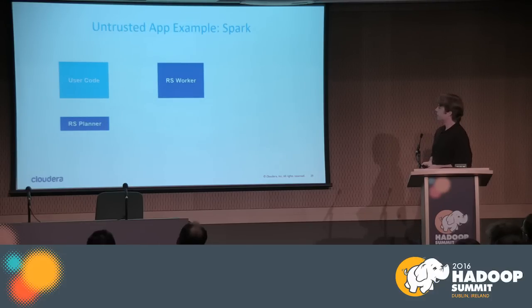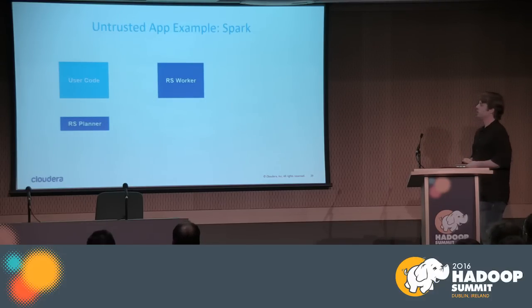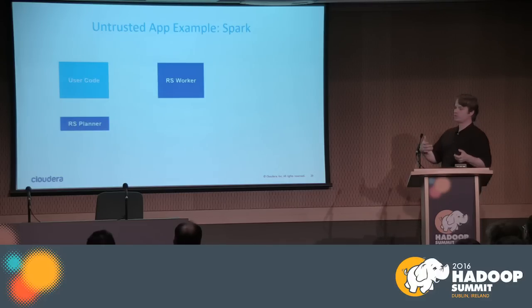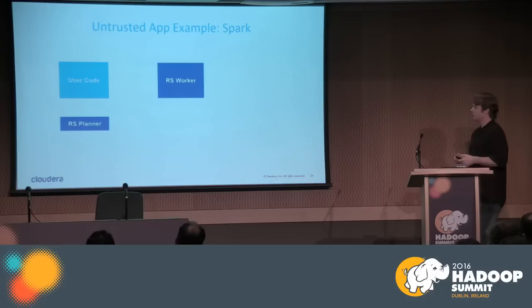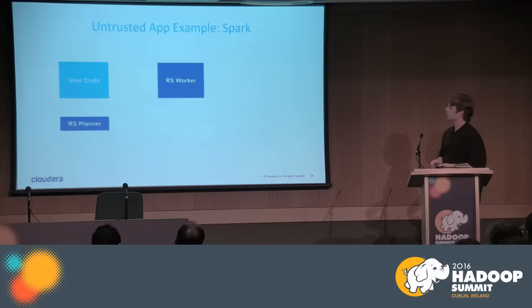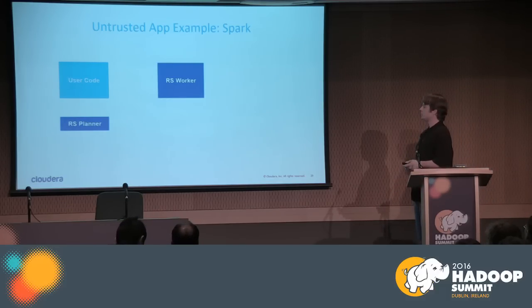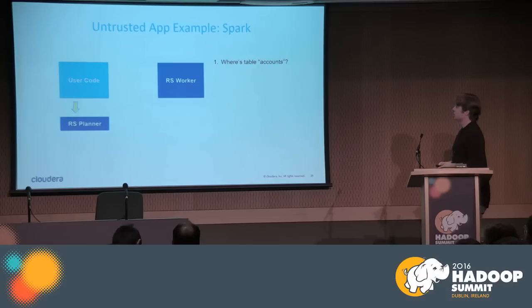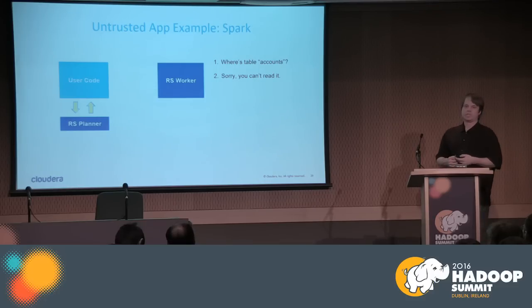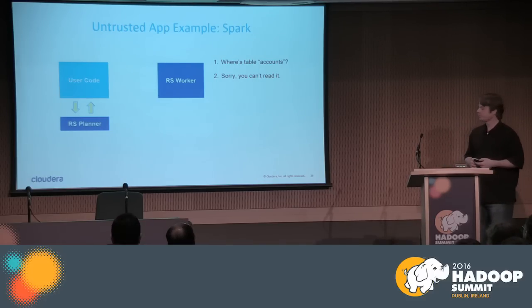So if you go back to our example, now it's slightly modified. Instead of talking to the Metastore server and HDFS directly, now you're going to be talking to RecordService. The Metastore server is replaced by the RecordService planner. And basically now your code goes and asks where is table accounts, and the RecordService planner may decide you can't read it, you don't have access permissions to that table.